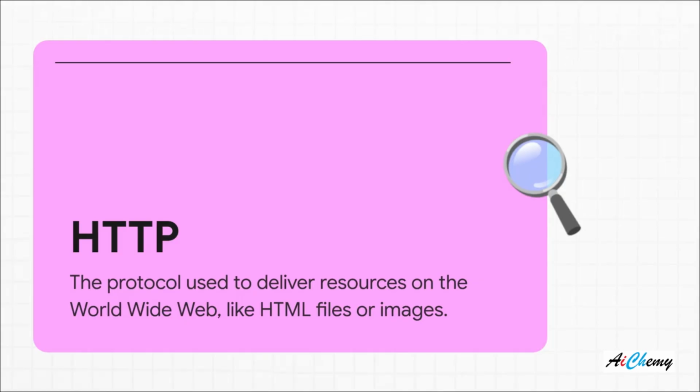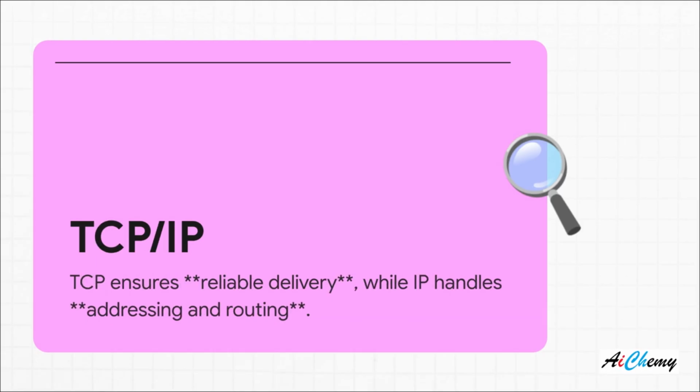So for browsing the web, the most famous protocol is HTTP. This is the specific set of rules your web browser uses to ask a server, hey, can you please send me the files for this web page, and for that server to respond with all the right data. But underneath HTTP, you've got the two real heavy lifters, TCP and IP.